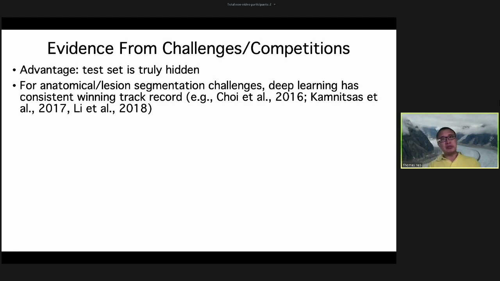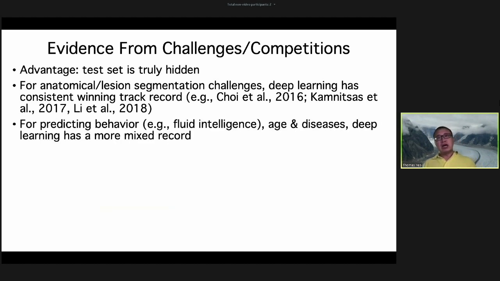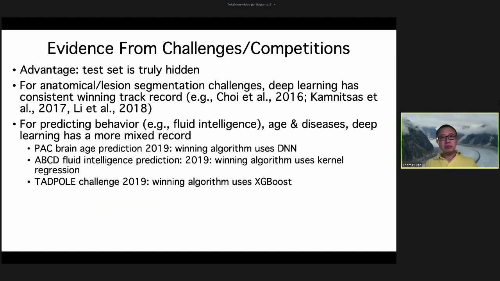Overall, for anatomical and lesion segmentation challenges, deep learning has a consistent winning track record. However, for predicting behavior such as fluid intelligence, demographics, or diseases, deep learning has a mixed track record up till now. As I was saying, the winning algorithm for PAC brain age prediction uses deep learning, but the winners for the ABCD Fluid Intelligence Prediction and the TADPOLE 2019 Challenge both use classical approaches such as kernel regression or XGBoost.